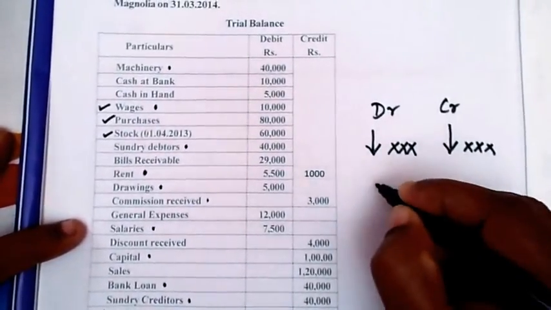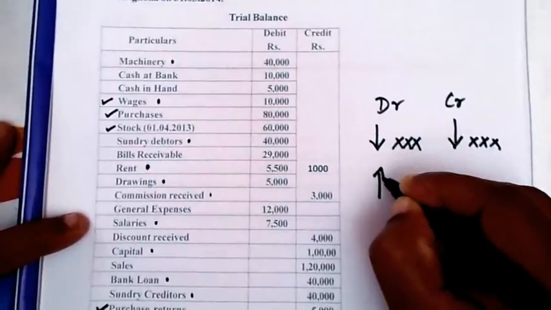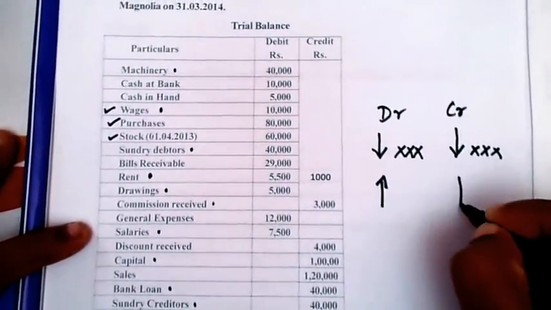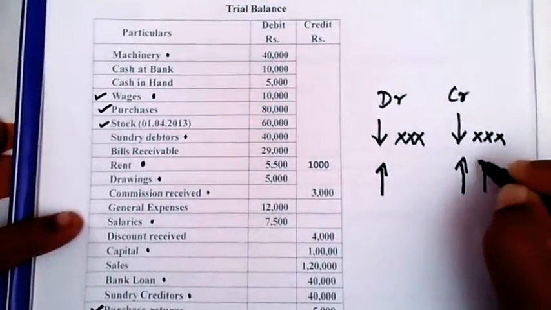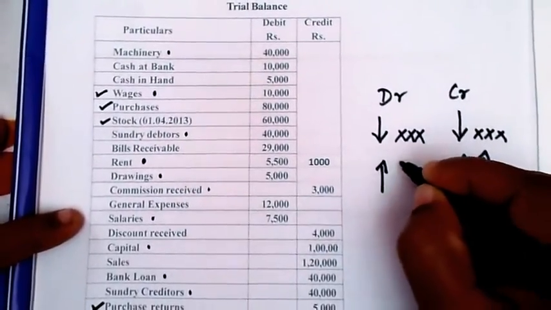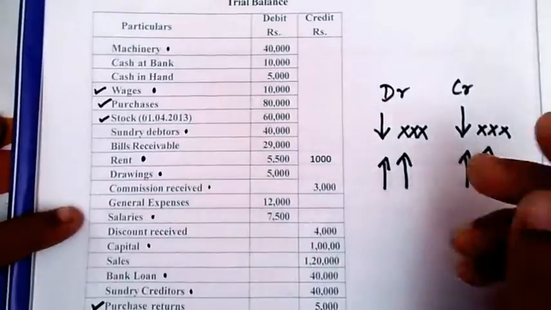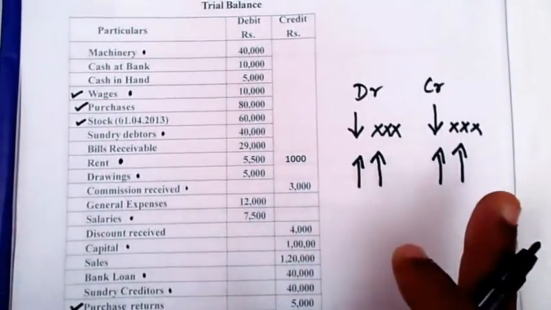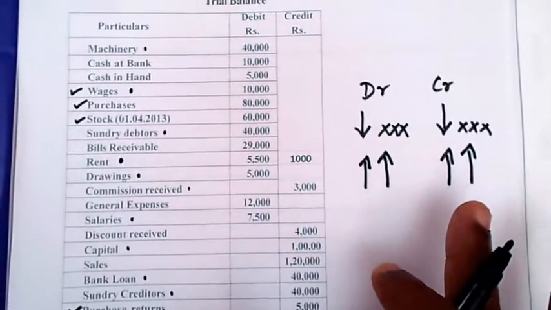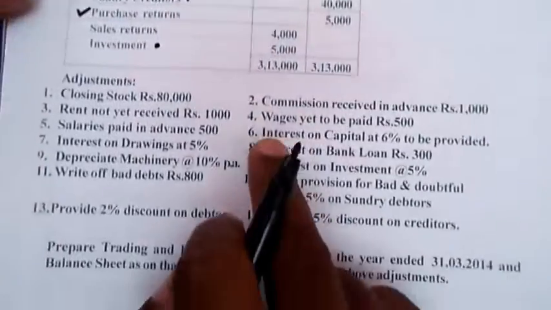And the second one is, if any item increases debit, you need to increase credit also. If any item increases credit, simultaneously you need to increase debit also. This is the second logic. With the help of this logic, you can consider all the adjustments in a systematic and right manner. Let us see this example.